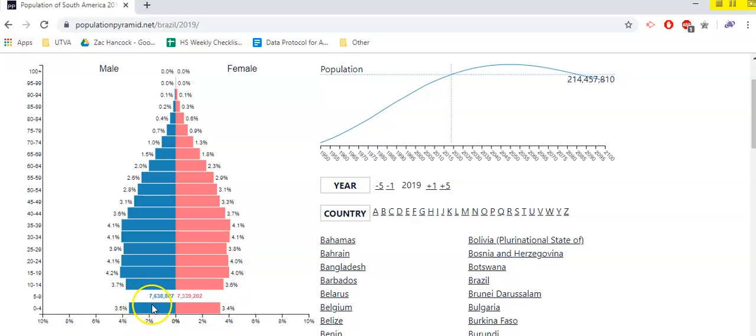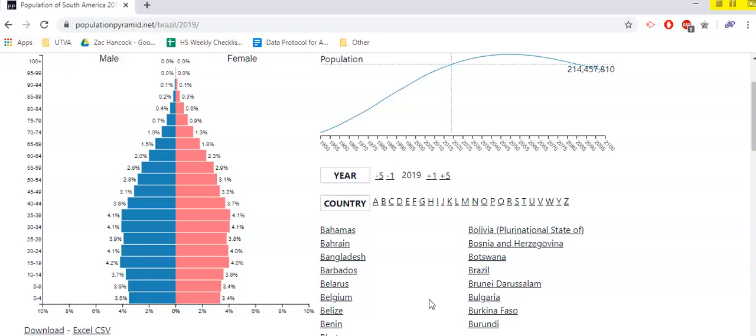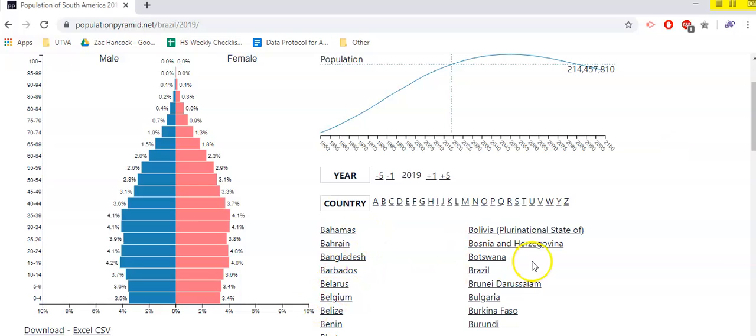But there's an interesting trend here. There's not as many babies being born as there once was. If we look up here at 15 to 19, you can see that there were more babies born at that time than there are now. So that tells us that for some reason people aren't having as many children in this country. There's a lot of things that we can look at from there.